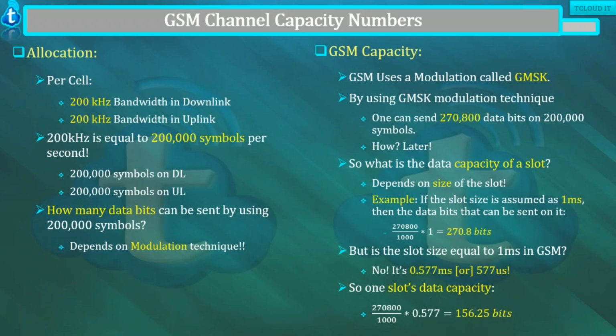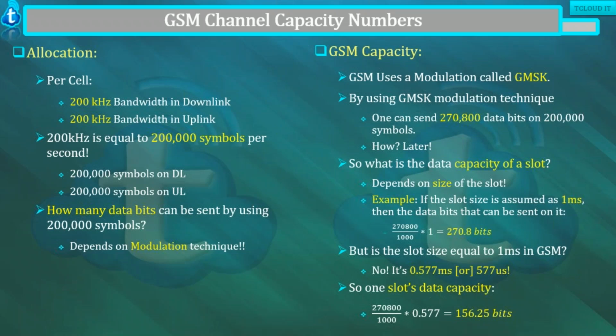That means in your GSM operation, if any mobile equipment gets a slot allocated to it, it will feel happy that, oh, great, I have got a slot allocated to me. So what can I do? I can send 156.25 bits. I can either send or I can receive. If an uplink slot is allocated, I can send 156.25 bits. If a downlink slot is allocated, I can receive 156.25 bits.